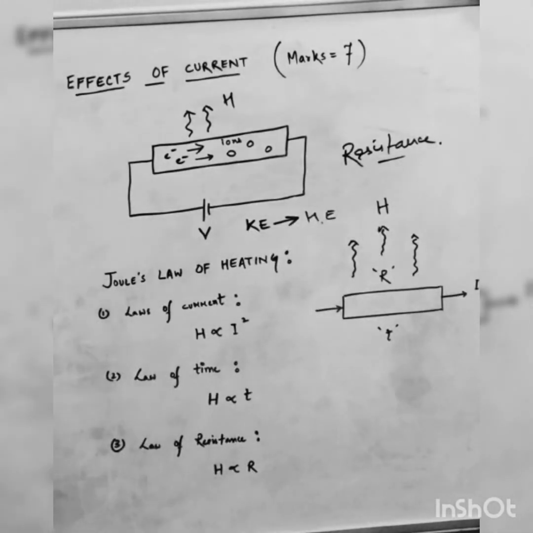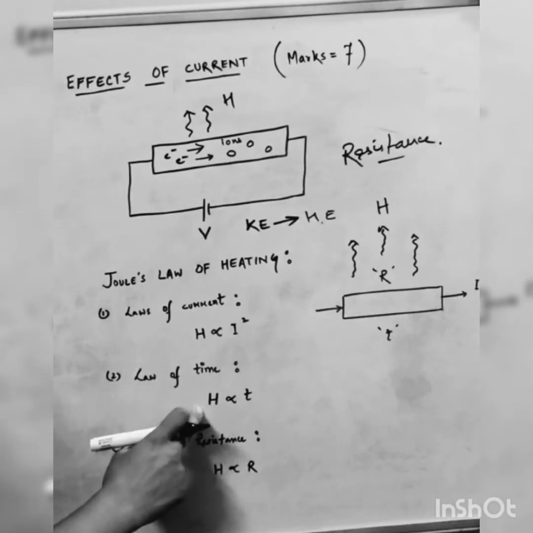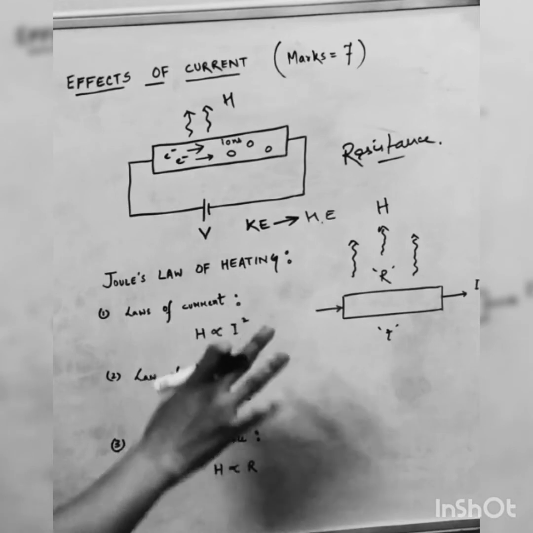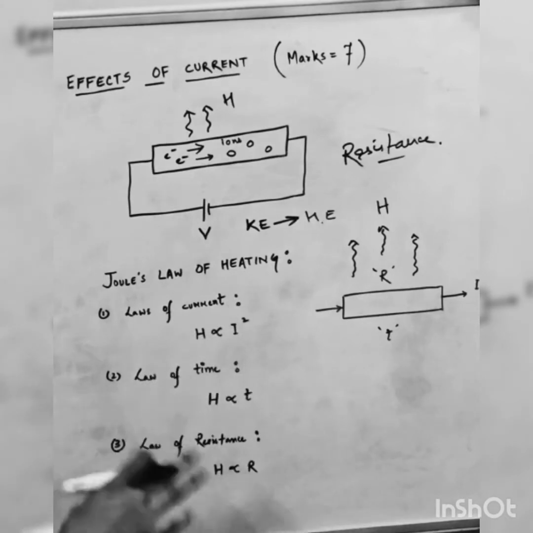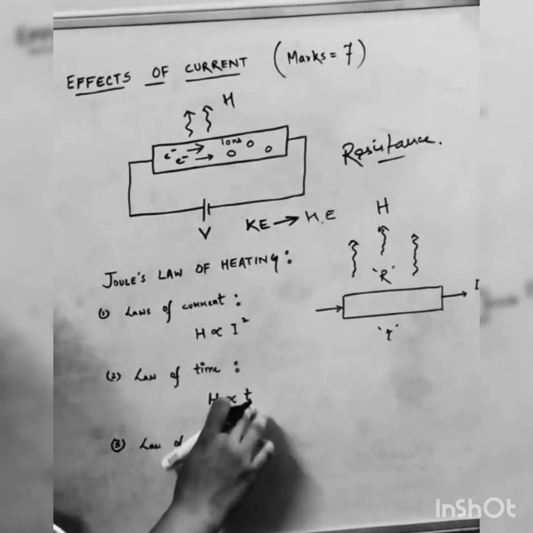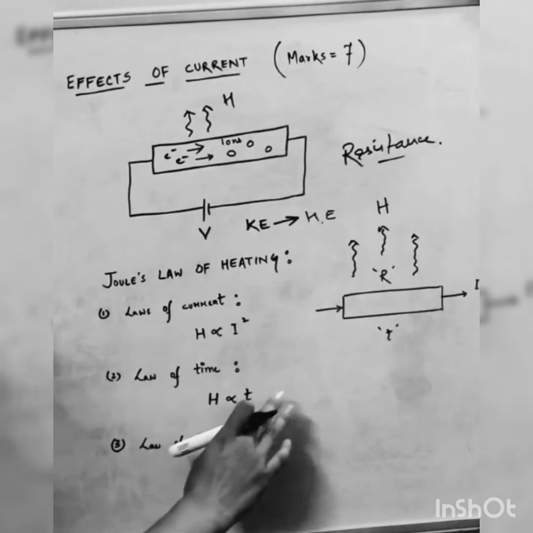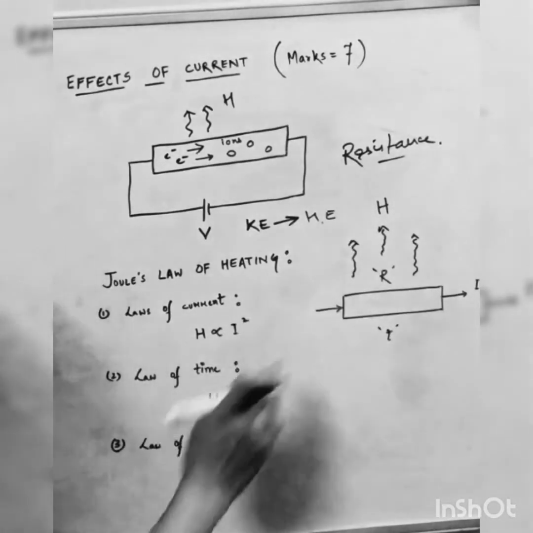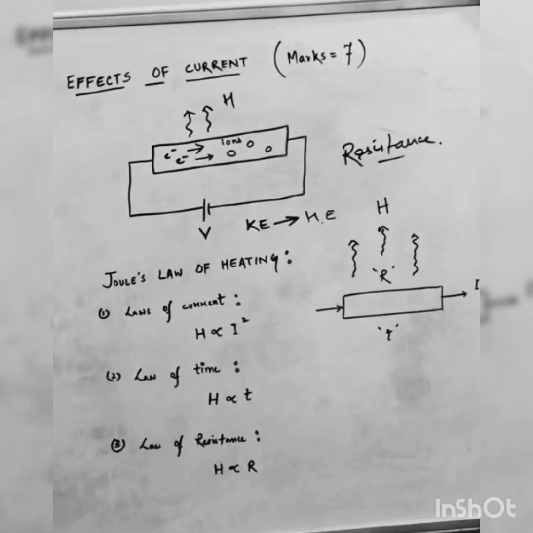The second one is the law of time, which states that the amount of heat H that is generated in a conductor of a given resistance R is proportional to the time for which a given current passes through the conductor, which is very simple because the more time the current passes, the more heat will be released, which is very obvious. The third is the law of resistance.